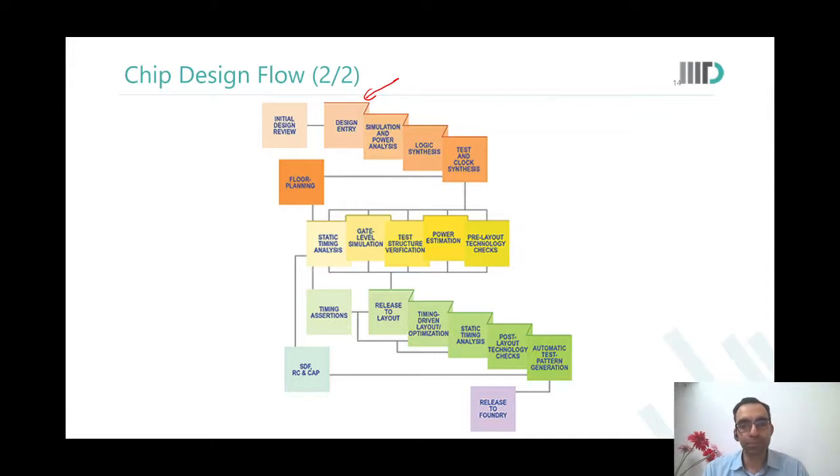After the design entry, you have mentioned the power analysis. But design entry is in the RTL form, so we still don't have the components that will be involved. What kind of power analysis are they doing here? How would we know what kind of power can be consumed?